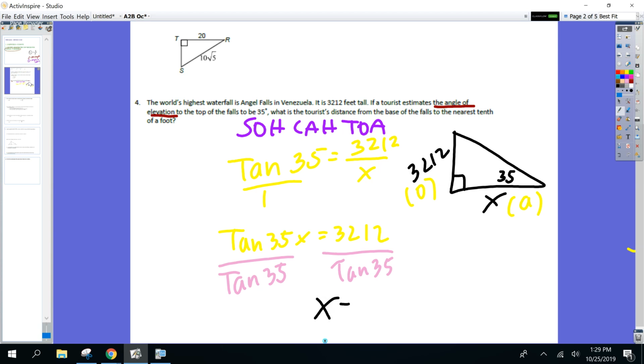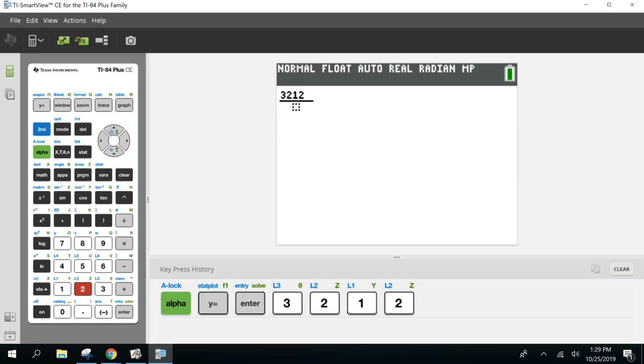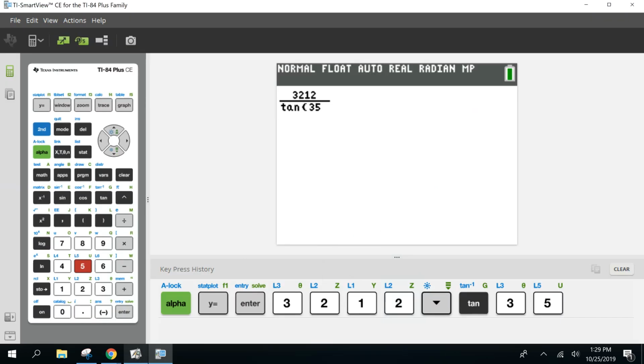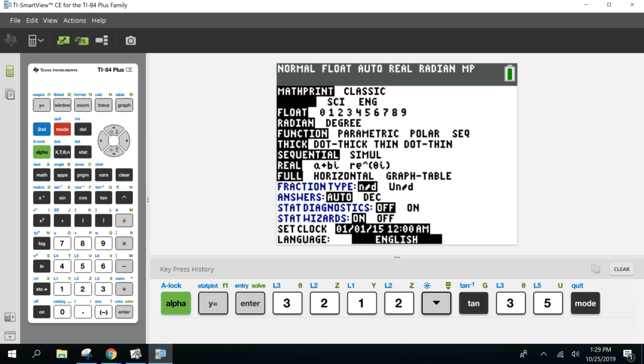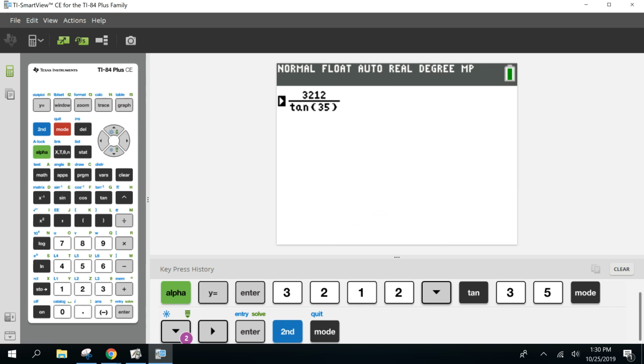That's another thing. Please pay attention to the rounding directions. So bring up a fraction template. 3,212 divided by tan of 35. 35, right? Yep. Mode, what am I in here? I'm in radians, so that's not going to be a correct answer. There we go. Now it will be. So 4,587 point, nearest tenth. 2. Anybody not getting that?